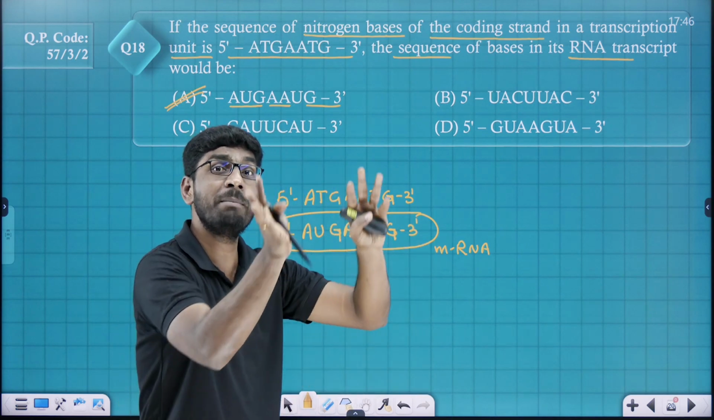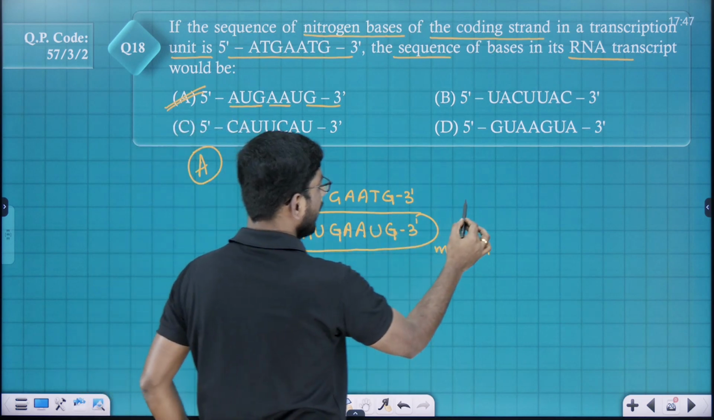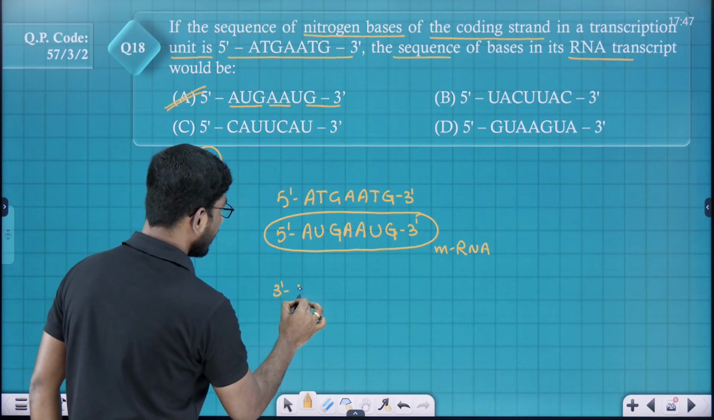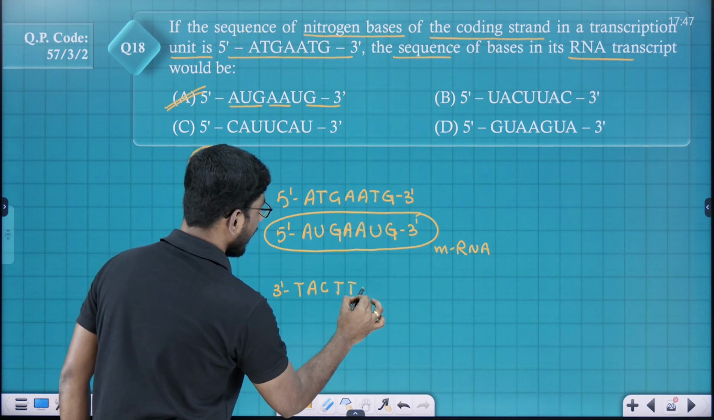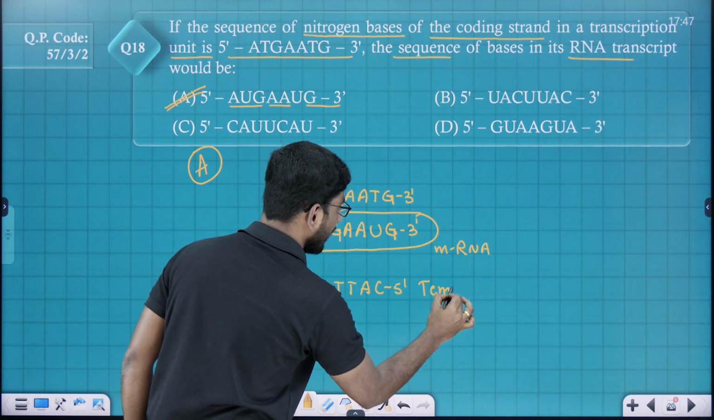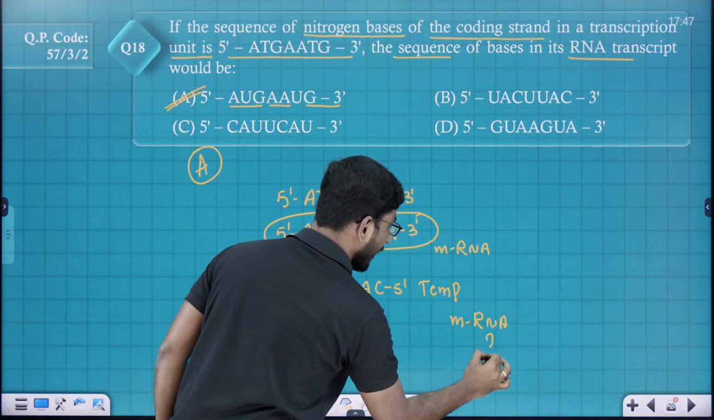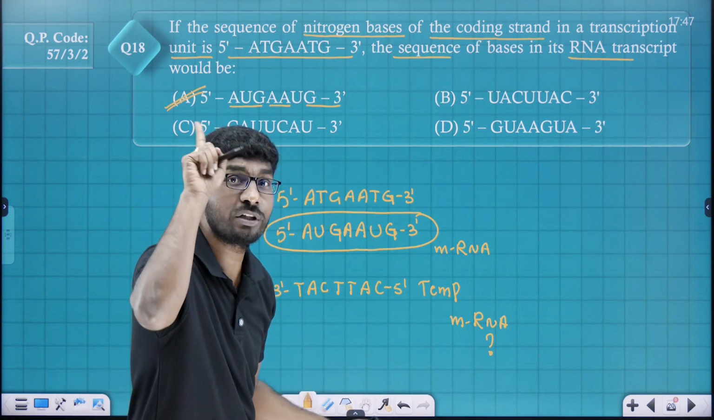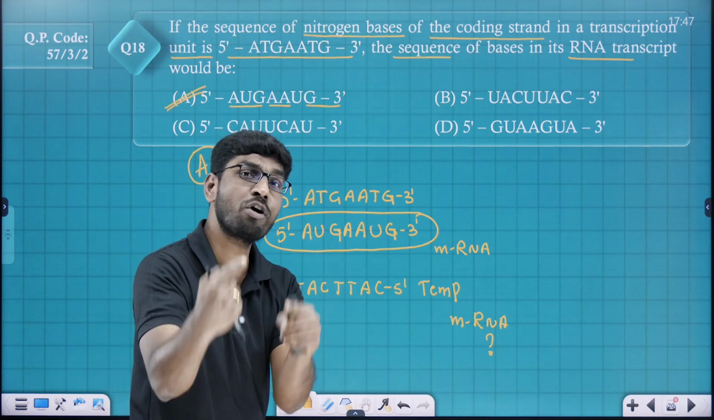Except, okay, if they mention template, look here. If they mention 3 dash like this: T, A, C, T, T, A, C, and this is 5 dash. Like this, the template strand is given, and they're asking you to write the mRNA. This time don't write same except T replaced by U. That will be wrong. You need to make a direct complementary here.